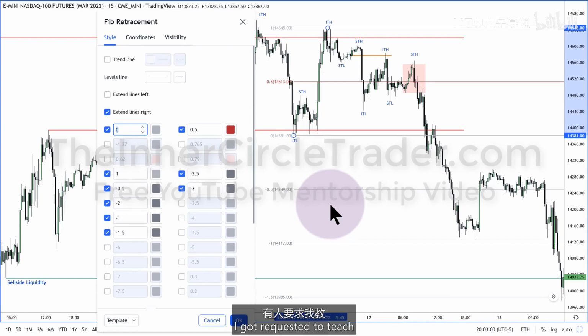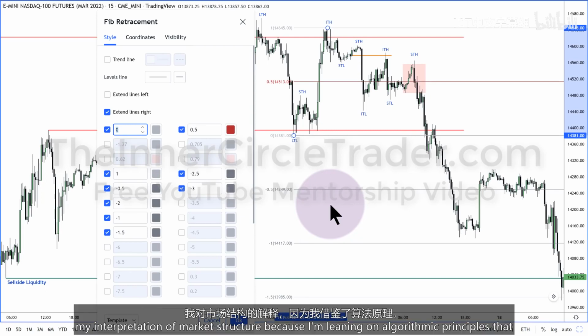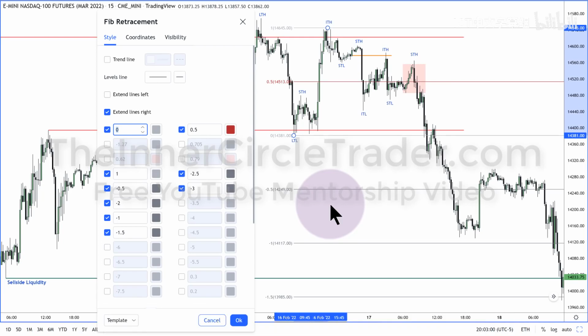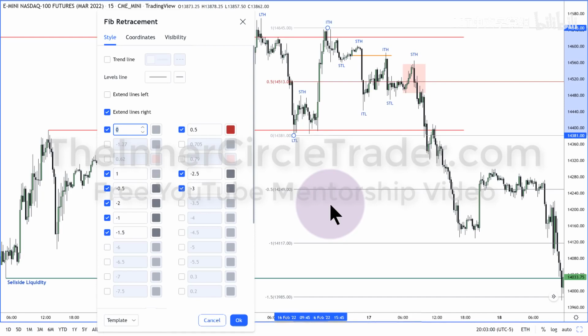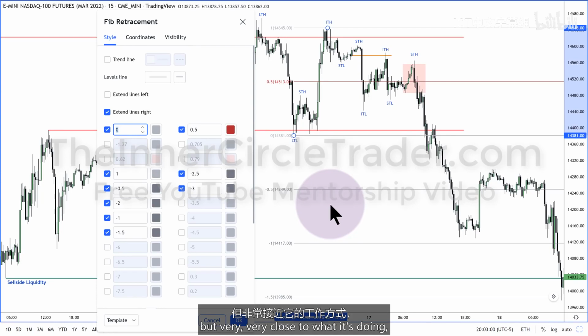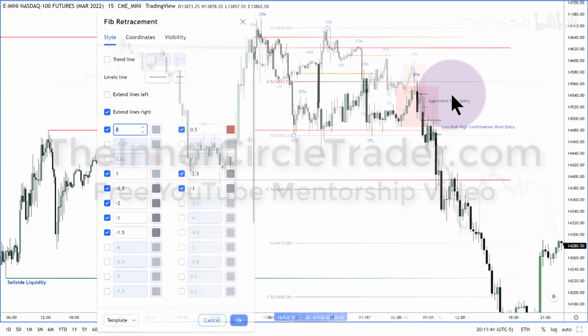But I got requested to teach market structure, and this is my interpretation of market structure because I'm leaning on algorithmic principles that are in the marketplace that can't be taught to you, but I'm creating a language so that way you can see it visually in your chart and you can measure and reference certain things, not exactly like the algorithm does, but very, very close to what it's doing, which in my mind doesn't really step on anybody's toes now, does it? So if we're looking at this little shaded area here, I want to zoom in now and get down to the heart of this teaching.